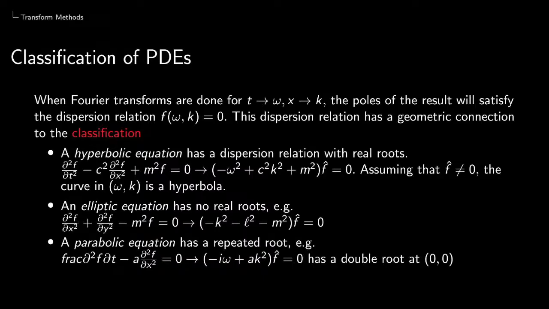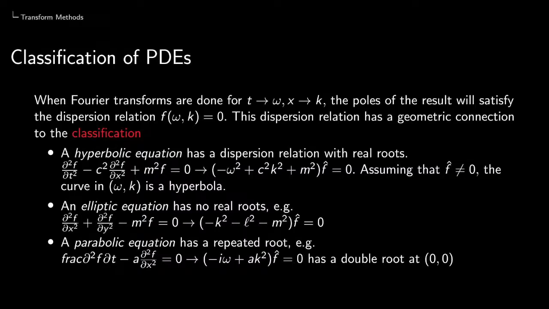So the example equation I have here is the Klein-Gordon equation, where basically you have something propagating in space across time with some mass m squared, and we get an equation in f hat. And if we assume that f hat is not equal to 0, the curve omega squared equals c squared k squared plus m squared is a hyperbolic curve in omega and in k. Right? And that hyperbola shape is in large part why we call equations of that type hyperbolic equations.